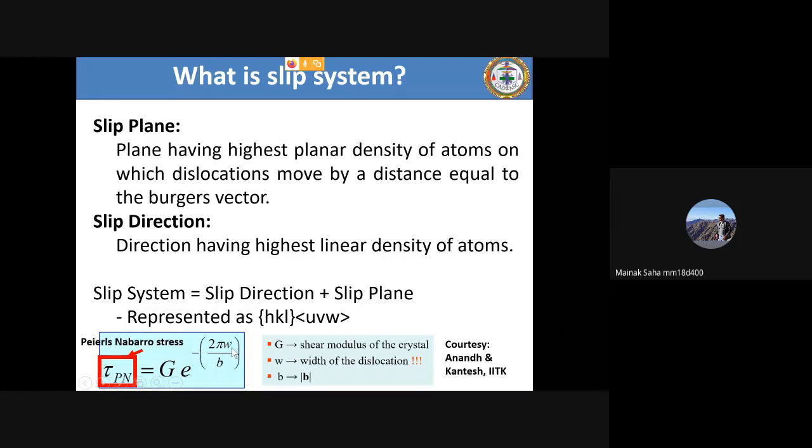This means the width of the dislocation will be increased. So if A is very, very high, the interplanar spacing is maximum for the case of this planar density of atoms, which are the most close packed. This is a minus sign, so this will go to the denominator, and this total term will reduce. Got it, right? Yes or no?